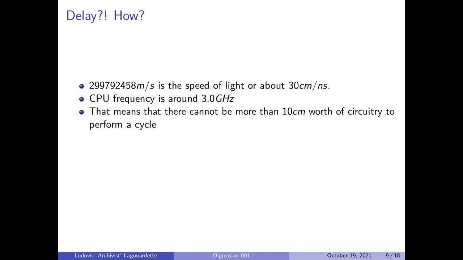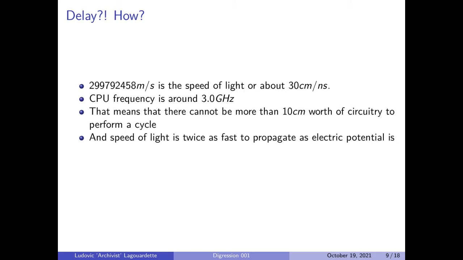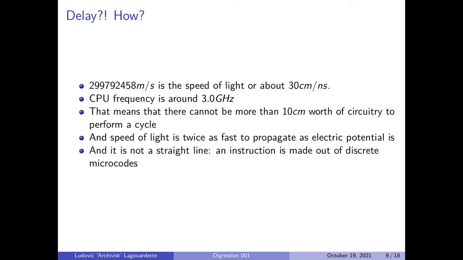And light is not as slow as electricity. Electricity is twice as slow. And remember, it's not 10 centimeters in a straight line. It's 10 centimeters of total circuitry. And each instruction is made of a bunch of discrete microcodes which compose the instruction.